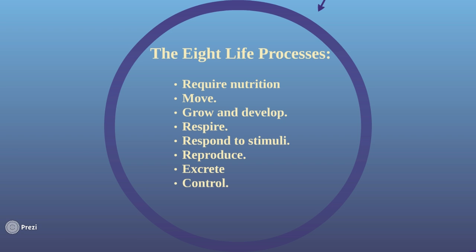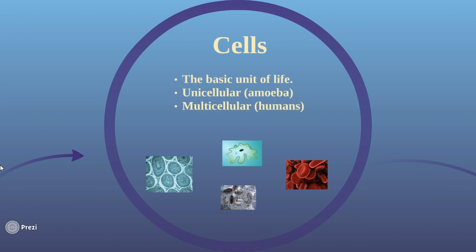So, the 8 essential characteristics that all living organisms in the world share are the 8 life processes. Just for review, these are requirement of nutrition, movement, growth and development, respiration, response to stimulus, reproduction, excretion, and control. Now let's talk about cells.